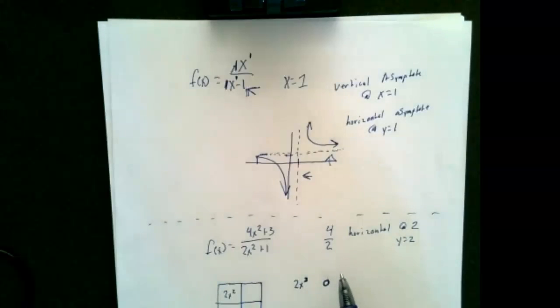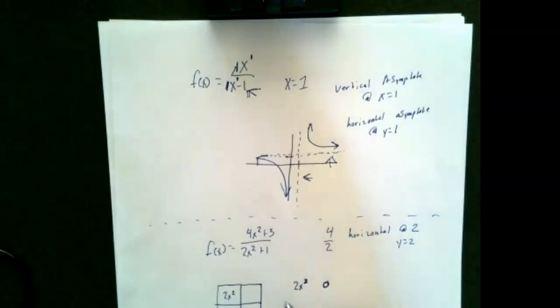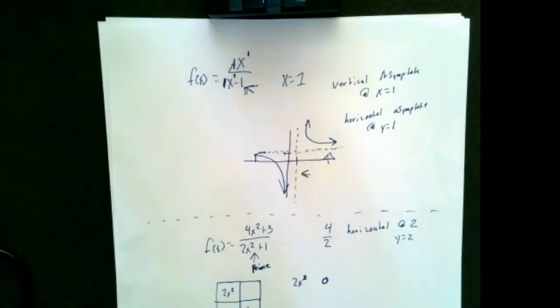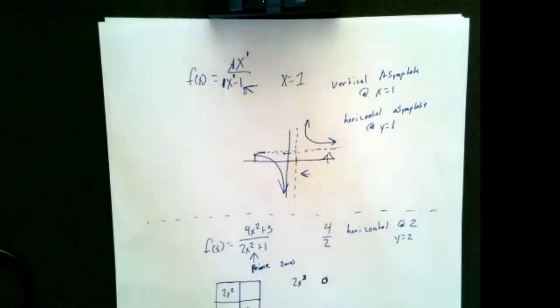2x squared plus 1. Looks like it's going to be a negative 1/2. What 2 terms are going to meet that? 2x squared. So this is prime, or in other words, there are no real zeros for this equation.